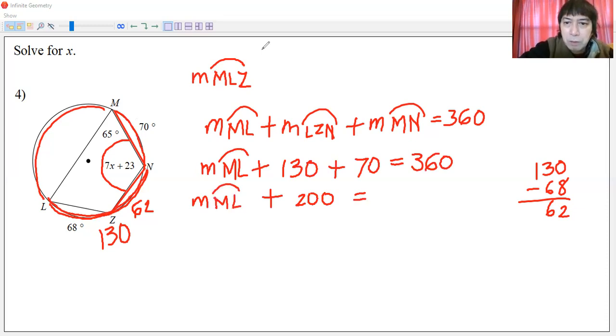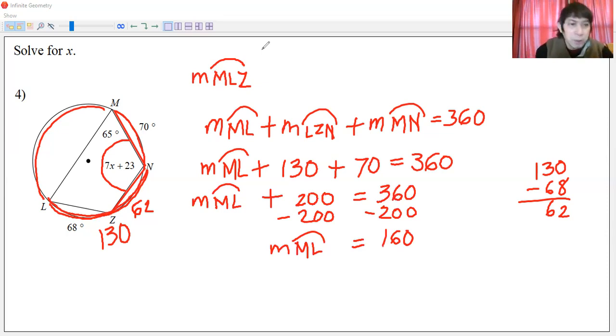And this is equal to 360. And so we subtract 200 from both sides. And we have now the measure of the arc ML there. And this is just, how much is this? 160. So we're looking for arc ML, which is 160. There. Now, we can combine 160 and 68, all right?